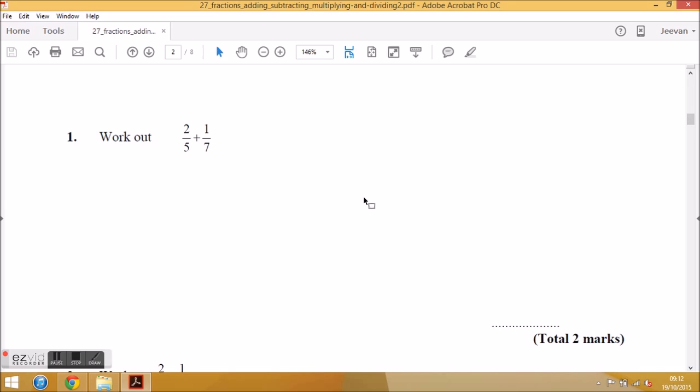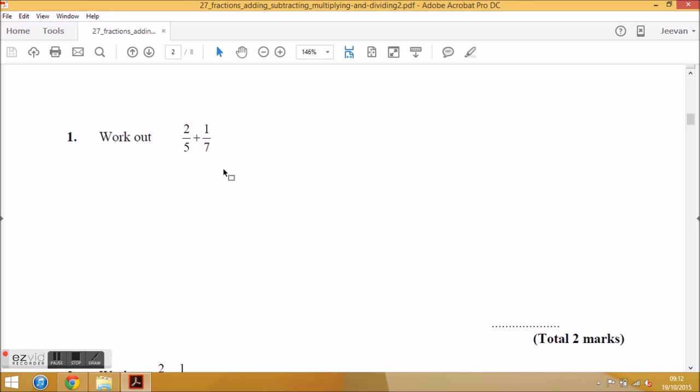Okay, so when you're adding or subtracting two fractions, you have to make sure that the denominators are the same. And to do that, you need to find a common denominator. To find a common denominator, you need to find a common multiple between their denominators. Ideally, you'd want to find the lowest common multiple because it just makes your calculations that little bit easier. But any common multiple will do.